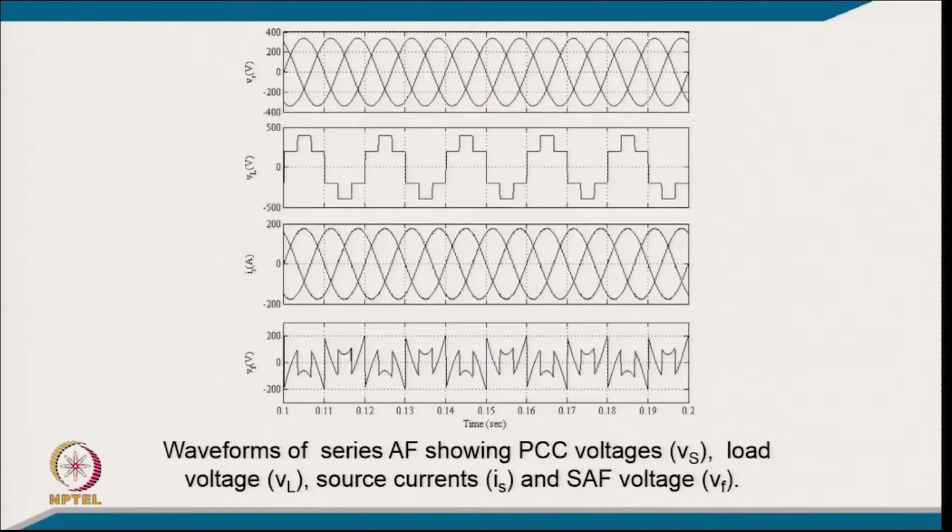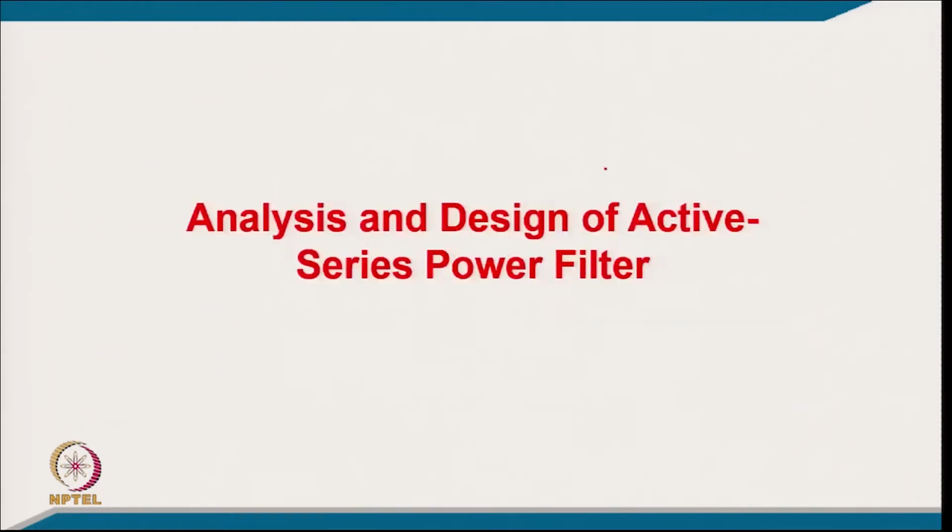We have this waveform corresponding to a 3-phase diode rectifier, and if you put a series active filter, you have a supply voltage, you have a load voltage, and you can force the supply current to become sinusoidal, in phase with the voltage, and the capacitor will be charged correspondingly. This is the injected voltage. But if you inject this voltage, you will have this kind of load voltage also.